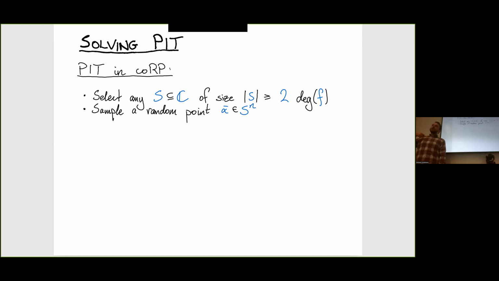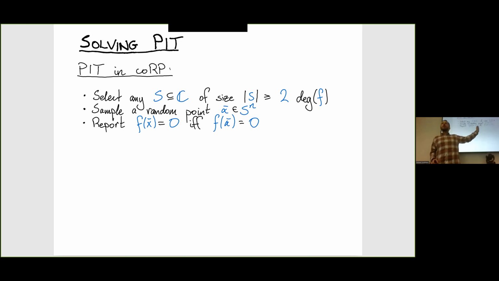Then what you're going to do is sample a point at random whose coordinates lie in this subset. And now you evaluate your polynomial at this randomly sampled point. And you say the polynomial is 0 exactly when the evaluation is 0. Okay. Now, if the polynomial is 0, you always get a 0 evaluation. You always say correctly that the polynomial is 0. What's the failure mode here? The failure mode is if the polynomial is non-zero, but you might have seen a 0 evaluation. So does that happen very often? And it turns out no.